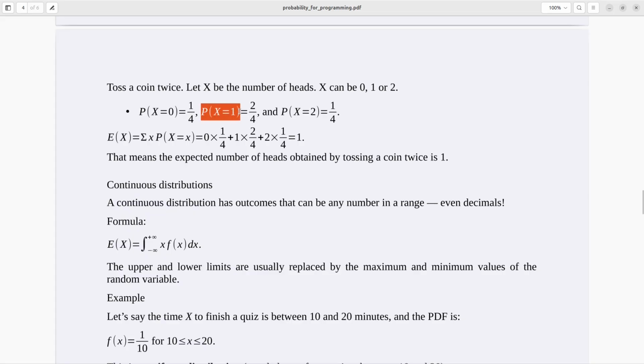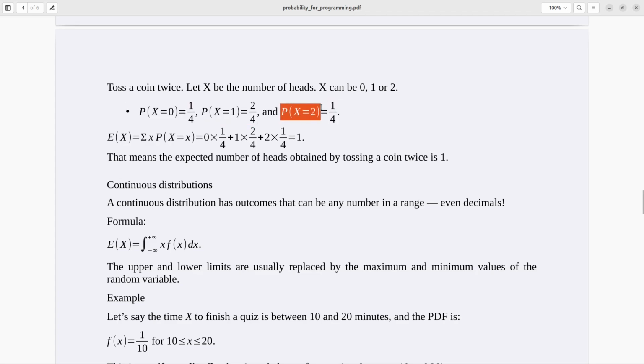And for X equals 1 here, it is 2 over 4, because for one head, it can mean that the first toss is a head and the second toss is a tail. Or it can also mean that the first one is a tail and the second one is a head. So we have 1 over 4 for the first case and 1 over 4 for the second case. Since these two events, head and tail together with tail and head, are mutually exclusive, I can just add the two probabilities together to get 2 over 4, okay?